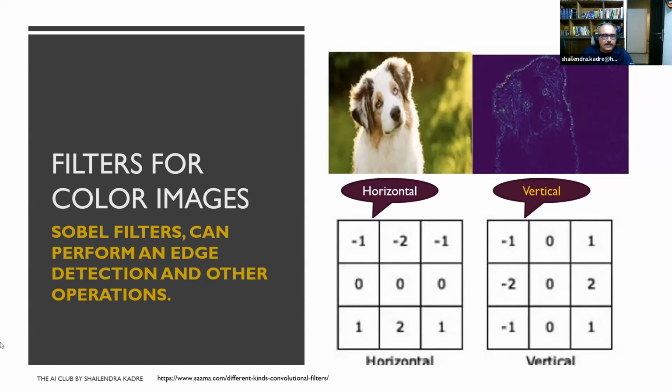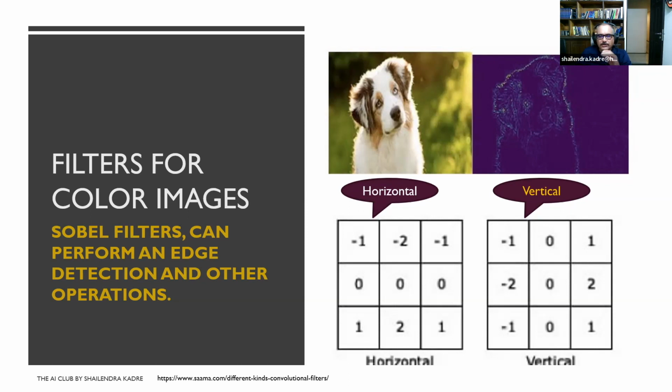Then you see the detection with the Sobel filter, edge detection. If I apply these filters, the left hand side is the dog image. If I apply horizontal and vertical, these two filters, then the convolved image will become something like this. It will be only edge detection. Edge detection will be done by this kind of filter.